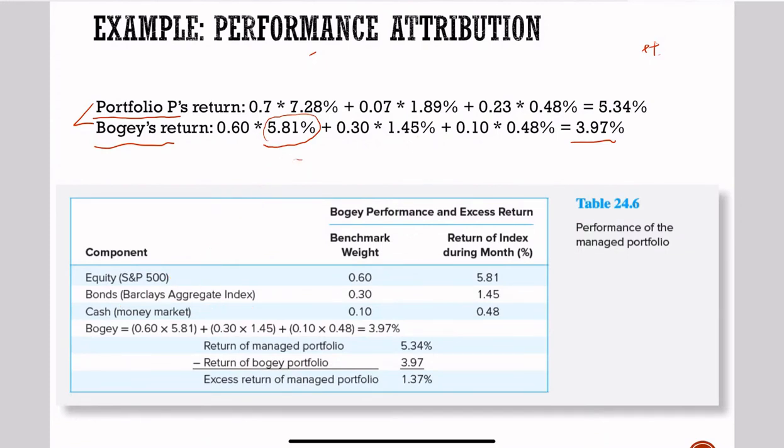Okay. So having found out our Bogey portfolio's return, we can find the portfolio difference, right? This is easy. The portfolio difference is basically 5.34% minus 3.97%, and we get a difference of 1.37%. Now our task is, how could we attribute this 1.37% into asset allocation and security selection?